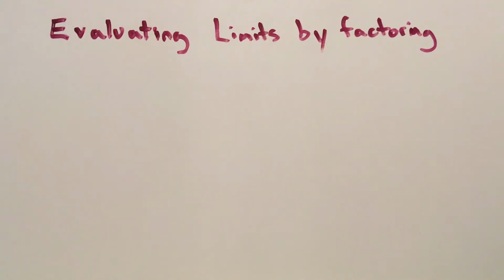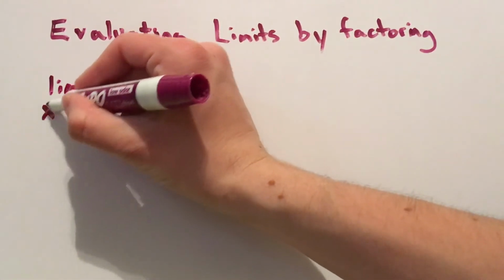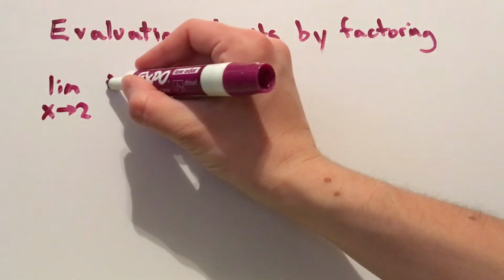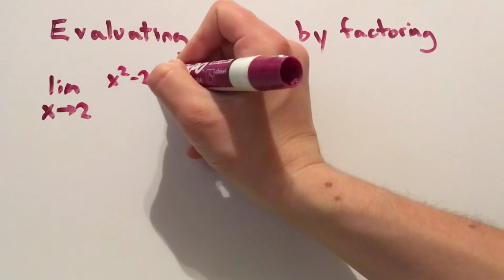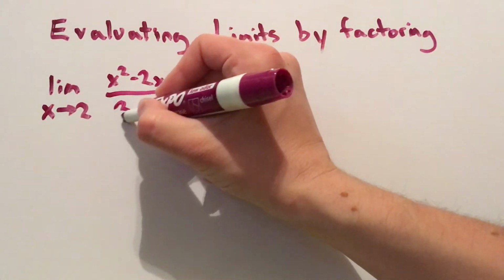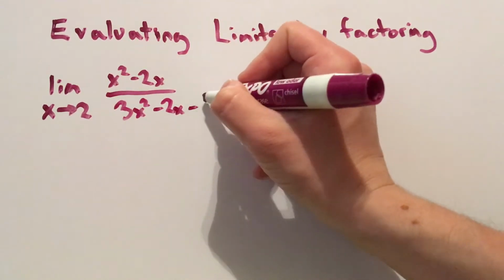Okay, here's the next problem. So we have a limit as x approaches 2 of x squared minus 2x divided by 3x squared minus 2x minus 8.